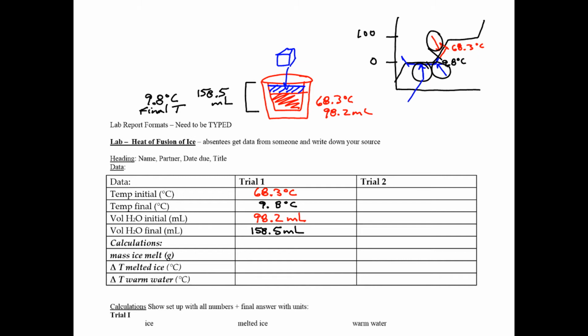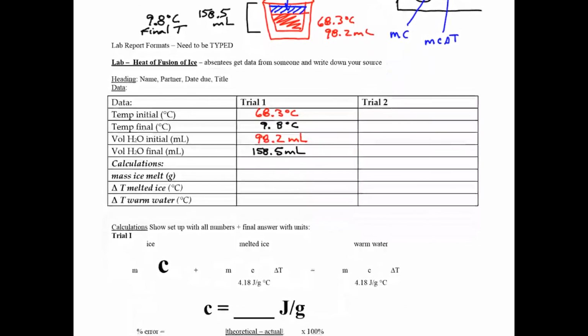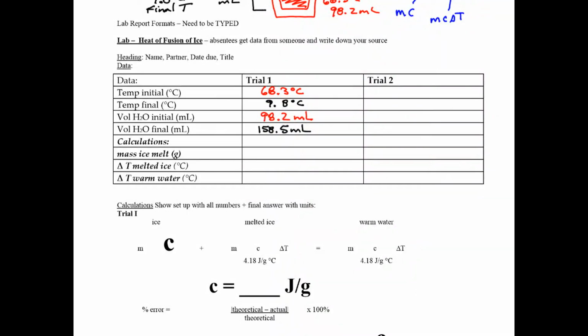So this part, remember, is just an MC of the ice melting. This part is an MC delta T of the ice heating up that was already melted. And then this is an MC delta T of the hot water as it cooled off. So if you can understand that, all you do is set the blue equal to the red. So that's what's going to happen down here in our calculations. You're going to have the ice melting here. You're going to have the melted ice heating up here. And then you're going to have the hot water cooling off, which is here. So this is the hot water on this side, and then this is the ice and the melted ice on this side.